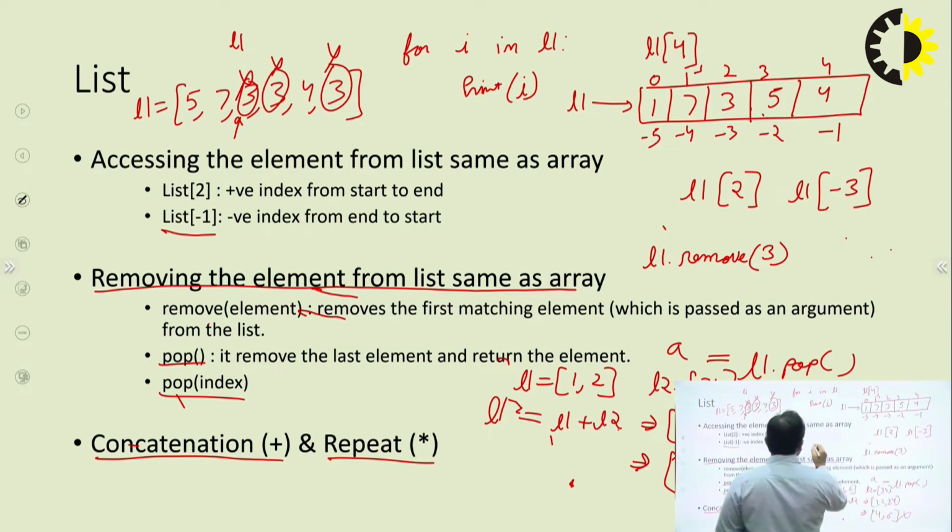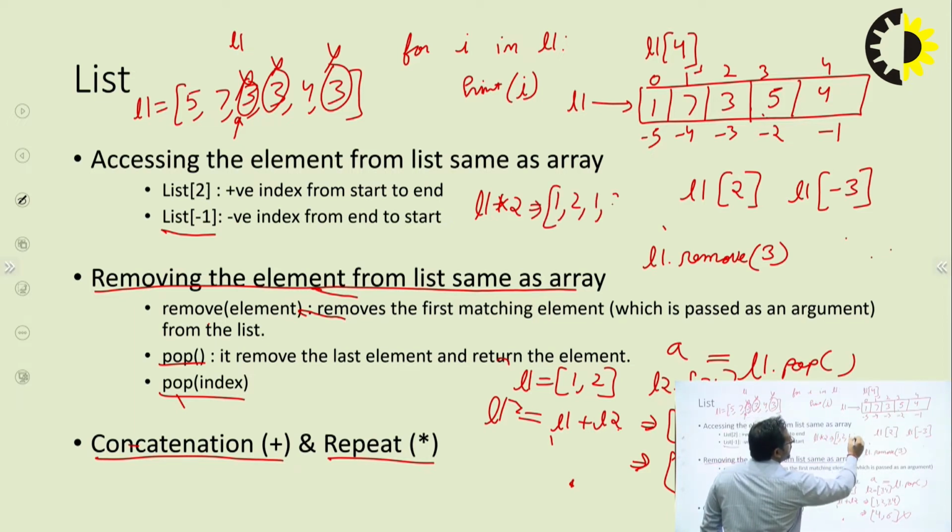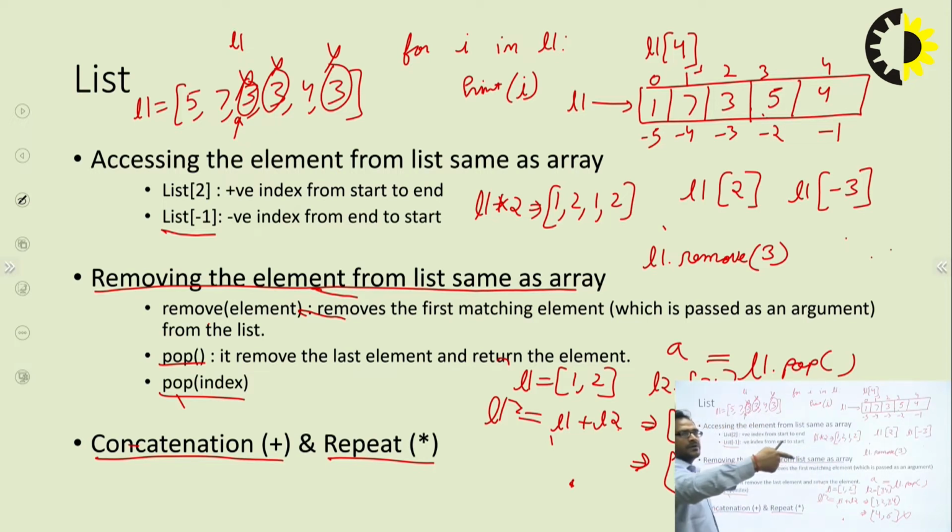Repetition means L1 is 1, 2. I write L1 multiplied by 2, and it prints 1, 2, 1, 2. So it is repeating 2 times. If you write 3, it repeats 3 times. So if you want to repeat some elements, whenever you are creating an array with repeating values, you can just use the multiply operator here. Okay, so that covers concatenation and repetition.